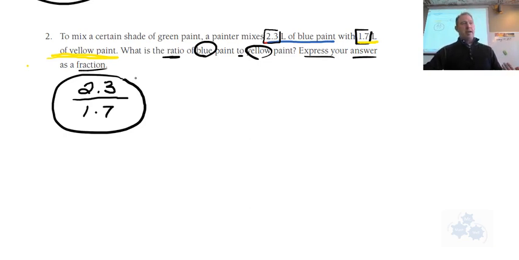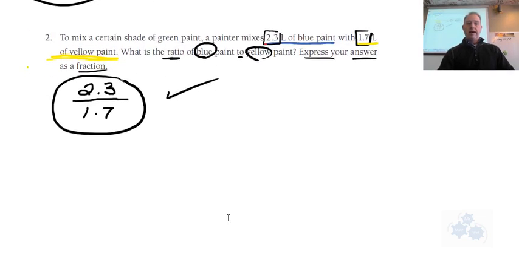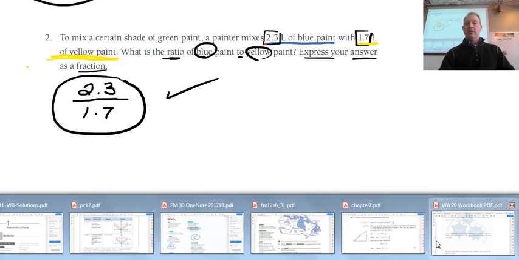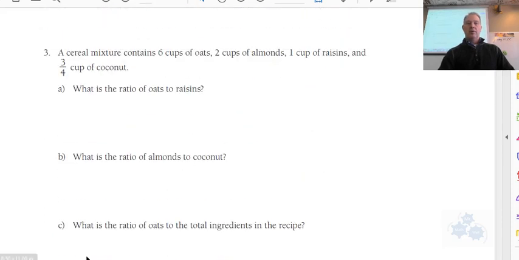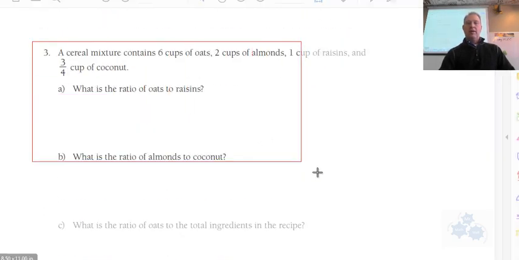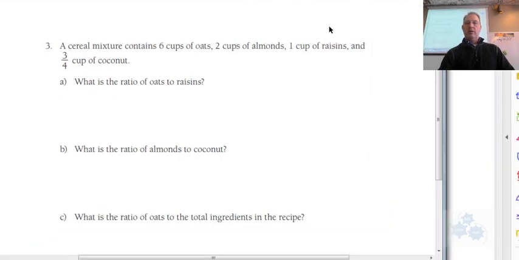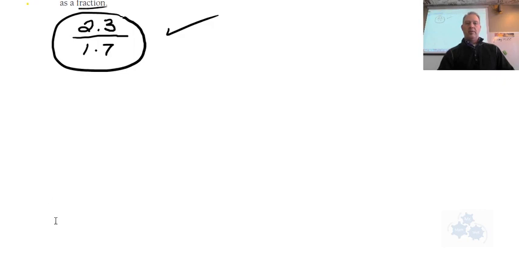Now, could we simplify it? Maybe. If you think about the number 23 and the number 17, those are prime numbers. That means that there's no other number other than 1 that divides into them. So this is great. This is your final answer. Blue paint to yellow paint. All right. So right now, I'm going to get you to do that third question that's in your workbook. I'm going to get you to do this one on your own. See if you can do it. And if you get really stuck, you can ask me or you can ask a neighbor. No problem. But why don't you go ahead and try number 3 there.